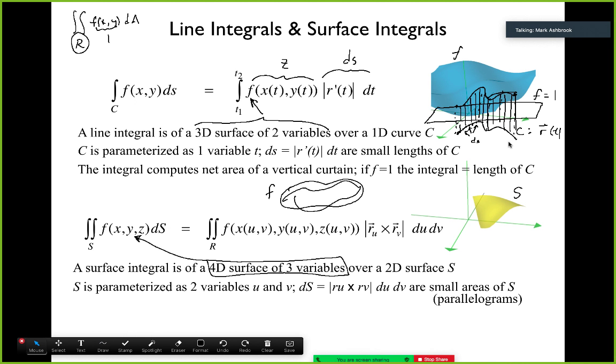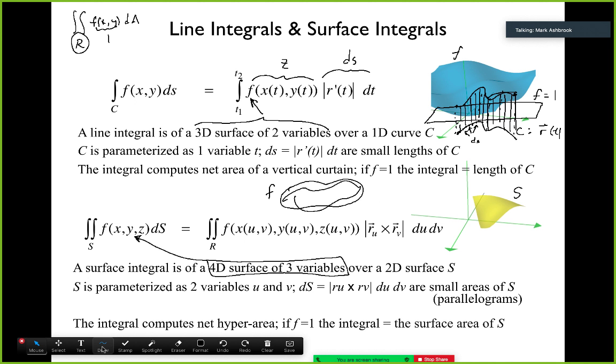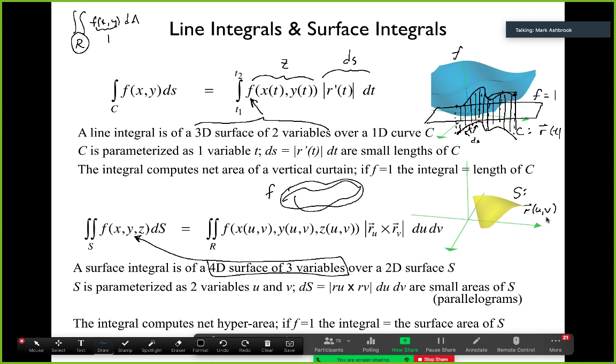Okay, and so then the surface, instead of being parameterized in 1 variable, we know a surface is parameterized in 2 variables. So we're going to define S as parameterized in terms of 2 variables u and v, and that might be x and y, that might be z and theta, that might be r and theta, rho and phi. We have all those different examples of parameterizing surfaces.